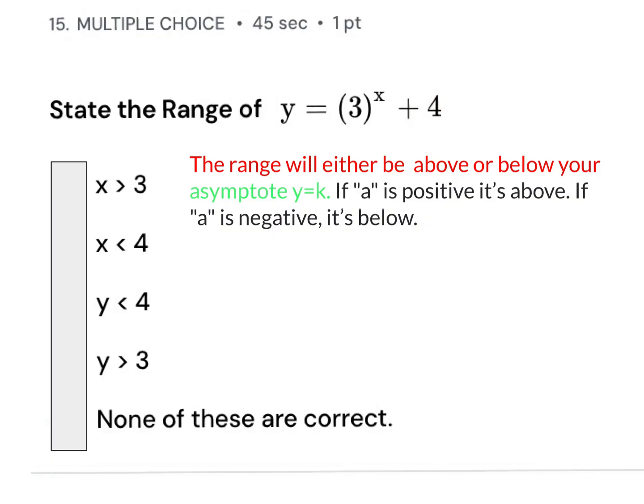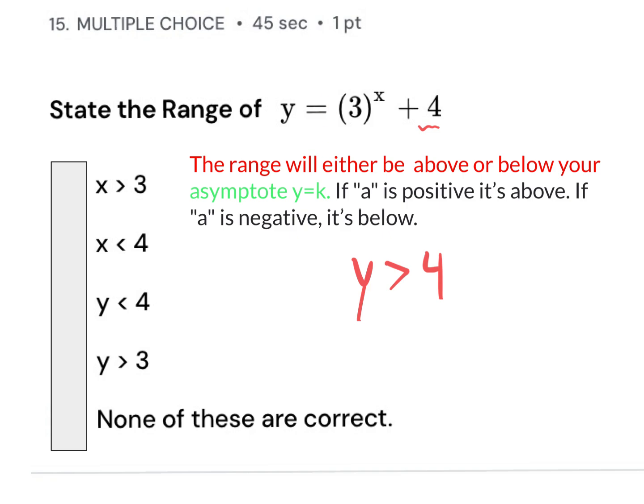So how do we say that it's above the asymptote y equals 4? You're going to say that all of your y values must be greater than that k value, 4. And again, it's only greater than because the outside value, the a value, is positive. If the a value would have been negative, then this would have been a less than because it'd be below. Once again, the a value is positive, it's above. If the a value is negative, it's below.